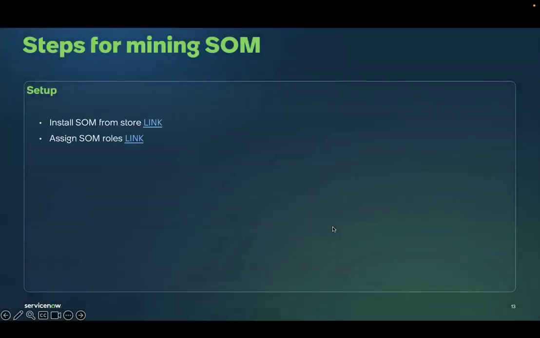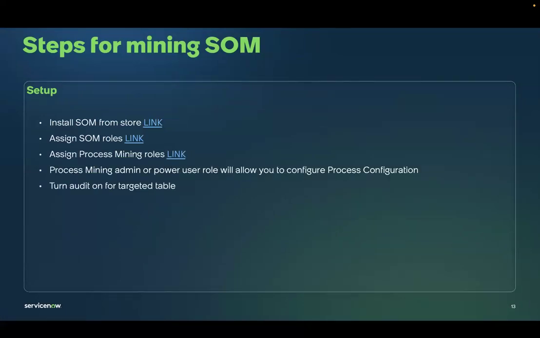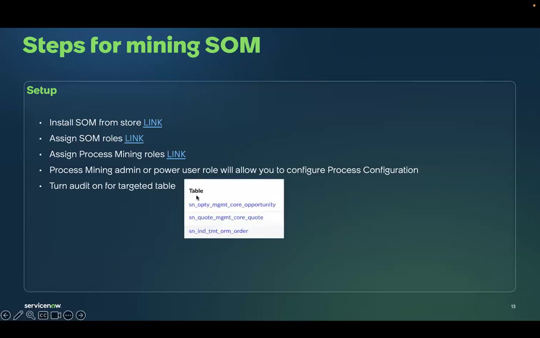All right, so we've covered some from store, some roles, process mining roles. We've covered the power user and admin role that's important to assign to be able to configure process configuration, and make sure the audit is turned on. So audit log is very important for mining. So if you are gonna mine the opportunity table or the quote table, the first thing you must do is go in and check if the audit is turned on for those tables or not. And if not, you must first turn it on, let the data collect, and then you can mine it.